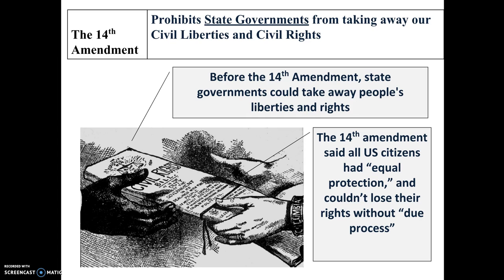One of the problems that had to be fixed was this exact situation. And we fixed it by creating the 14th Amendment. The 14th Amendment grants people equal protection and grants people a right to due process that has to be respected by state governments. So it fills in a very important gap by making state governments respect your civil liberties and your civil rights.